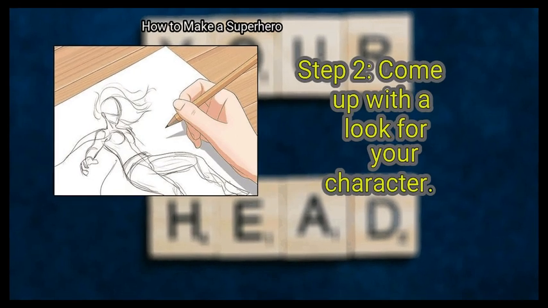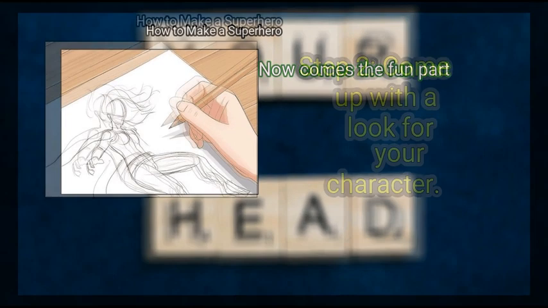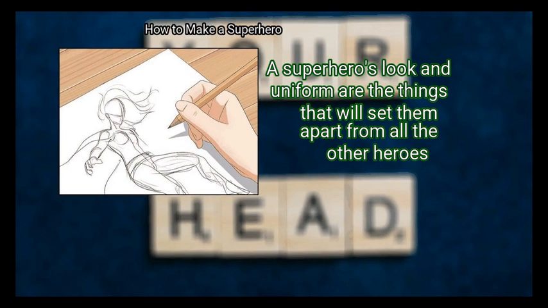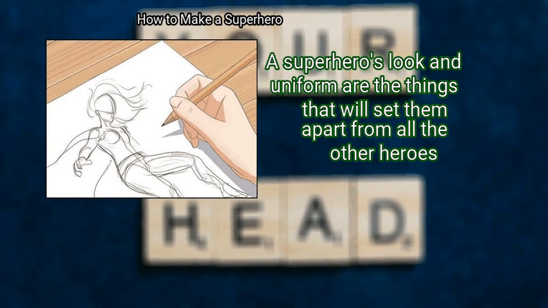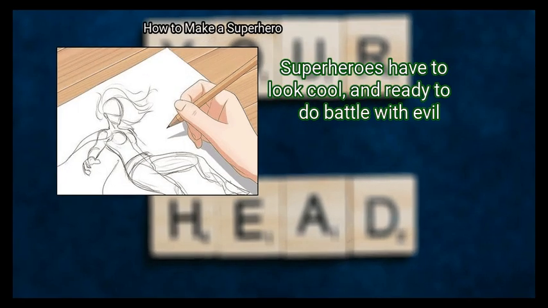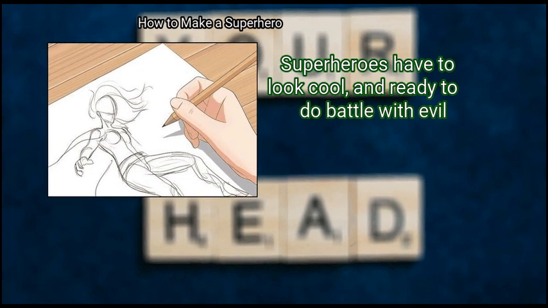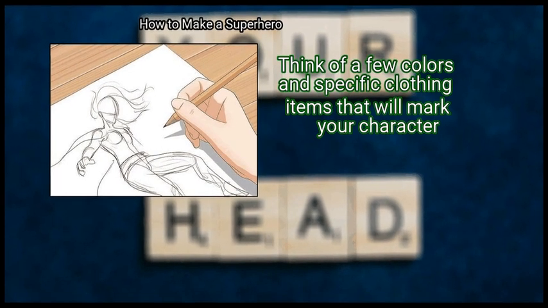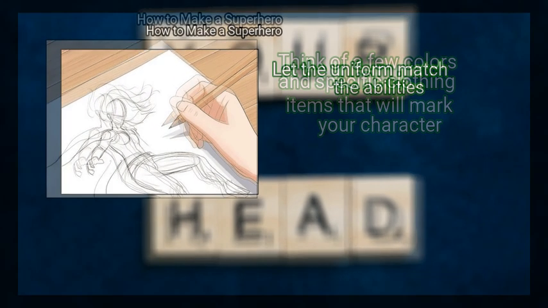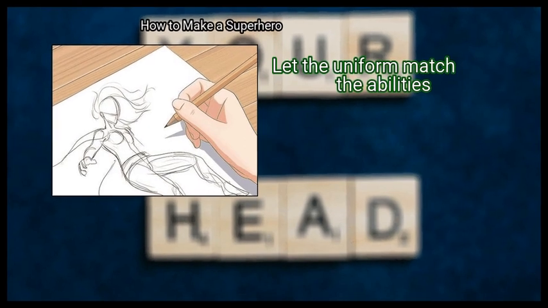Step 2. Come up with a look for your character. Now comes the fun part. A superhero's look and uniform are the things that will set them apart from all the other heroes. Superheroes have to look cool, and ready to do battle with evil. Think of a few colors and specific clothing items that will mark your character. Let the uniform match the abilities.